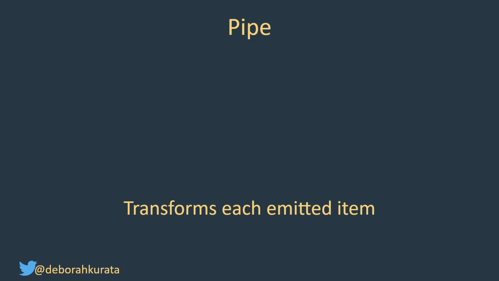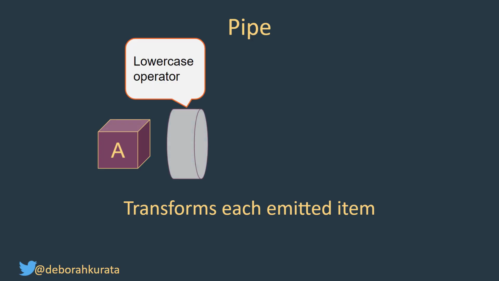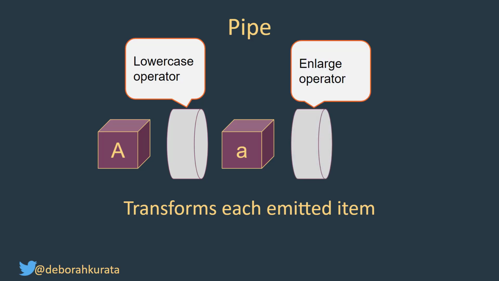For example, say we emitted an A, we could pipe it through a lowercase operator and it becomes a lowercase a. We can pipe that same A through an enlarge operator, and then we have a bigger lowercase a. So that is kind of how piping works. It takes in the emitted value, it performs some operation on it, and then it emits to the next operator in the pipeline. Okay, so you can kind of think of this as a pipeline that's going to perform operations on your emitted items.